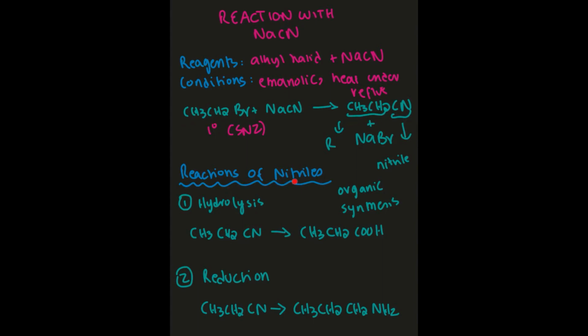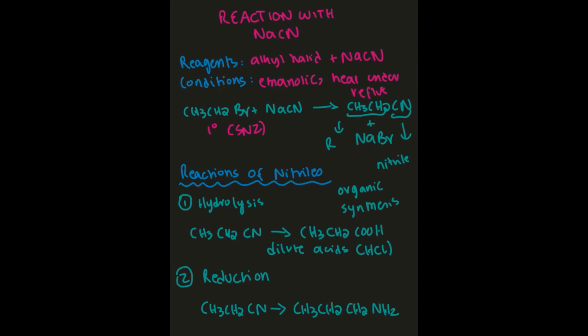And these nitriles can undergo various other reactions using which you can get different functional groups. The first one that you have is hydrolysis. For this, you use dilute acids like HCl, and you're going to get a carboxylic acid. In this case, what you have over here is a 3-carbon nitrile, so you're going to get the corresponding carboxylic acid, which is going to be propanoic acid, a 3-carbon acid.